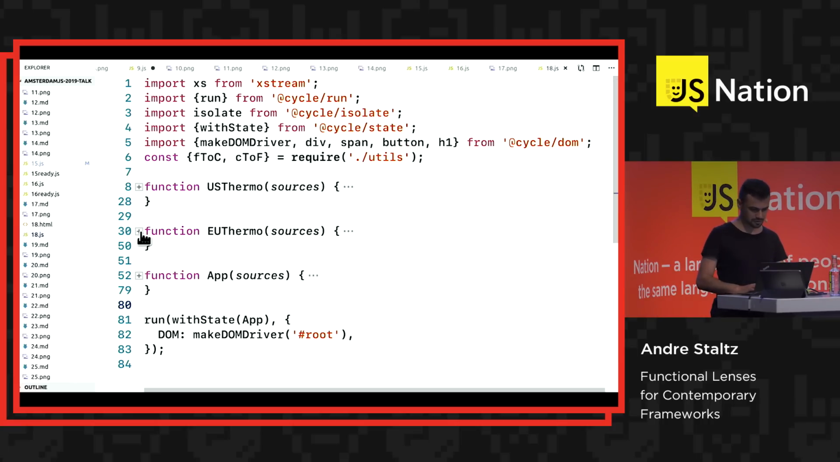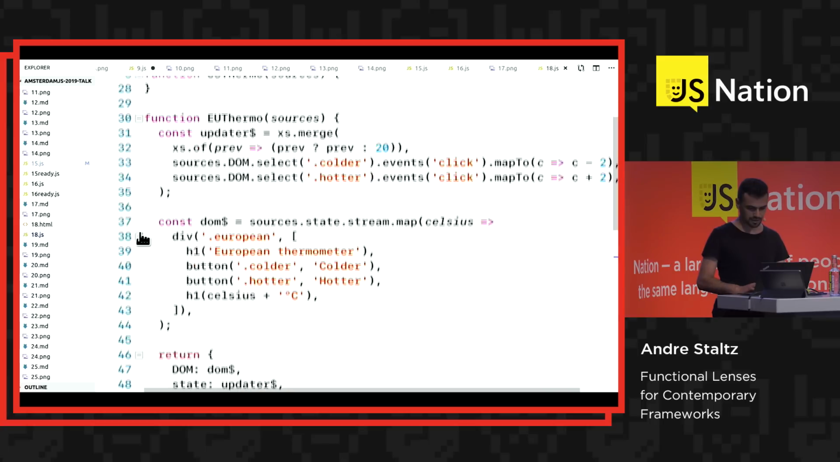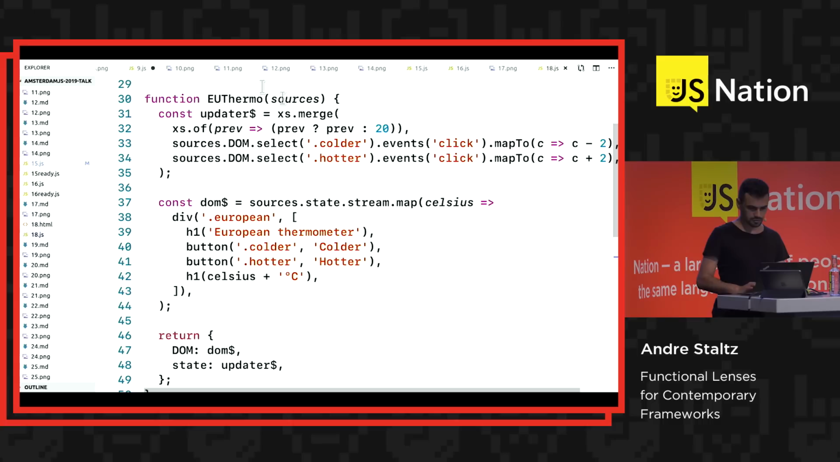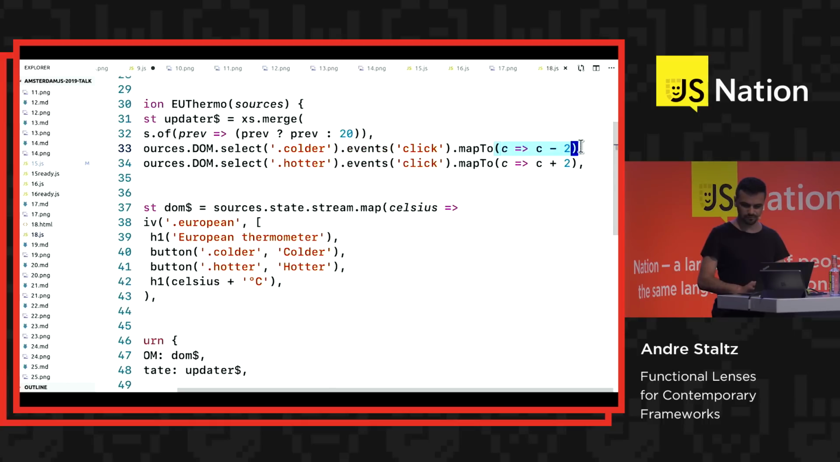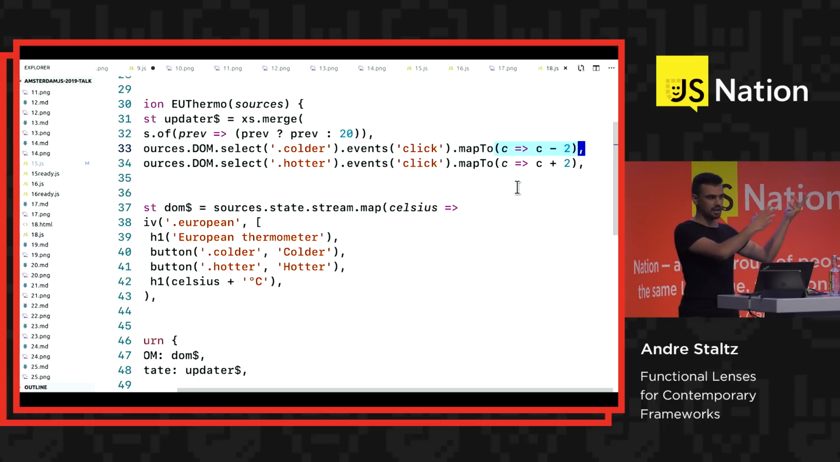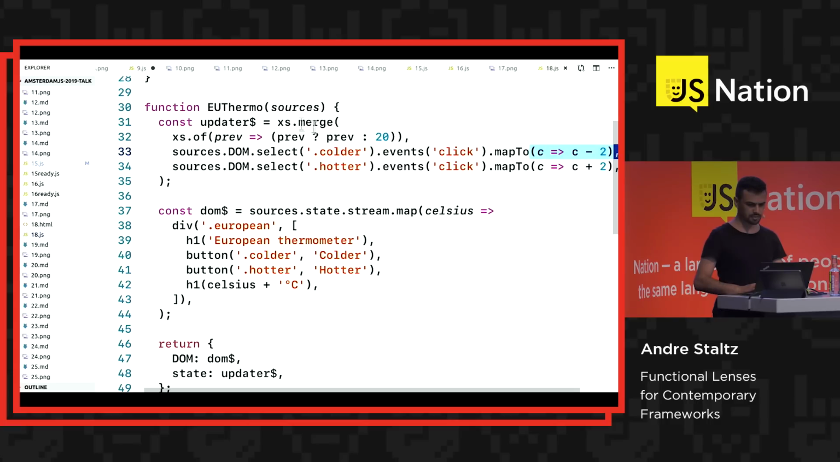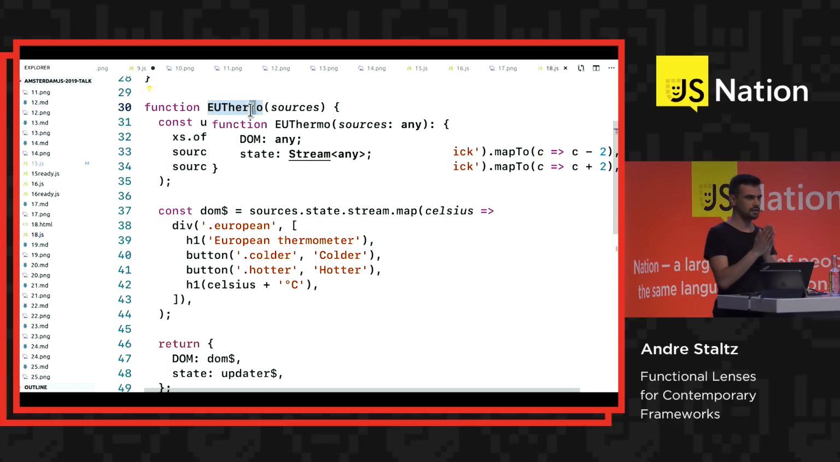Yeah, so how does this look like in practice? The EU thermometer, as you see, so source is essentially props, right? So I'm getting state from above in Celsius, I'm just displaying it on the DOM. And then when a click happens on one of these buttons, I'm going to essentially dispatch an update. I'm going to take the previous Celsius and return that minus 2. And you see, this component doesn't care about Fahrenheit. It thinks that everything that exists is Celsius. It doesn't even know about Fahrenheit, right?